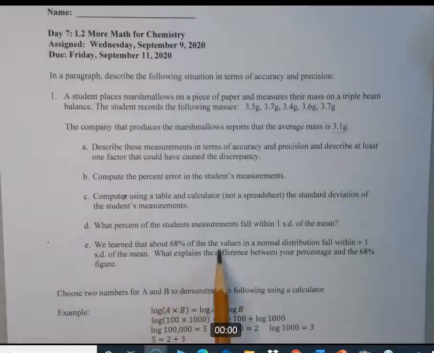We learned that 68% of the values in a normal distribution fall within plus or minus 1 standard deviation. Well, I kind of just gave you the answer for this, but you can give another answer if you want. What explains the difference between your percentage and the 68% figure? Okay, so go ahead and do that. We're going to talk about that one in class. But I would go ahead and try to do the numeric part first, then we'll do the discussion questions later.